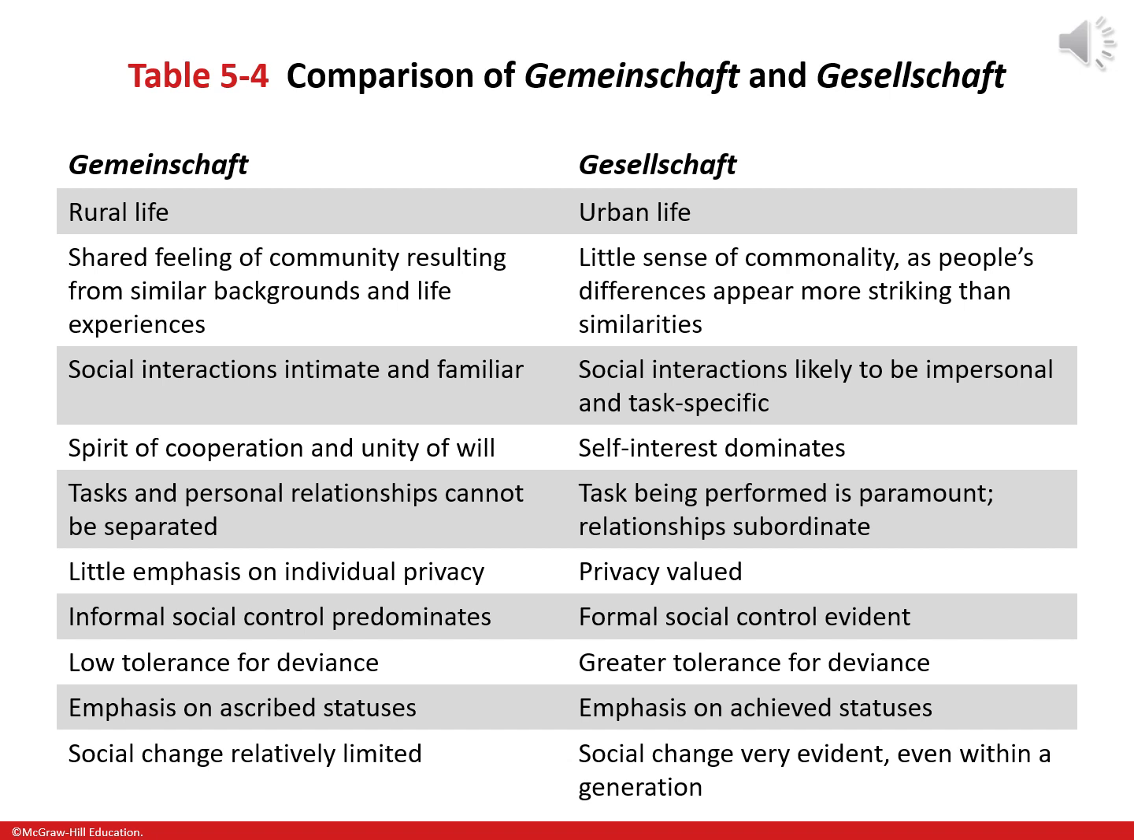There's a greater tolerance toward deviance just because we know crime happens. The more people there are, the less people know each other, and so it's more tolerant. And there's emphasis on achieved status, and those are things that people work for. And social change is evident. You can see the differences of people probably with every generation.